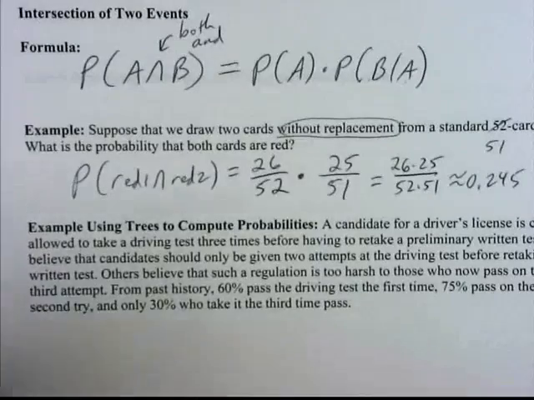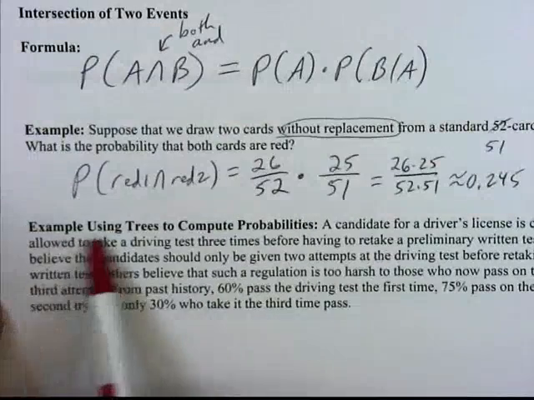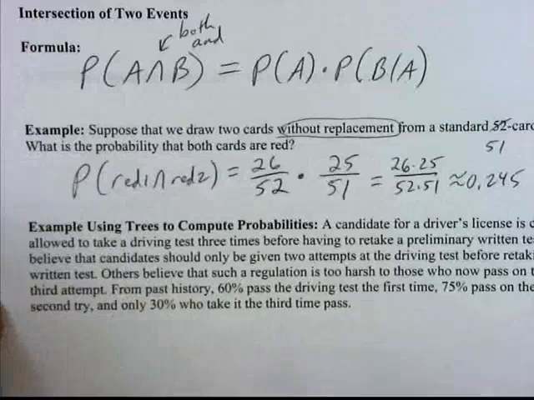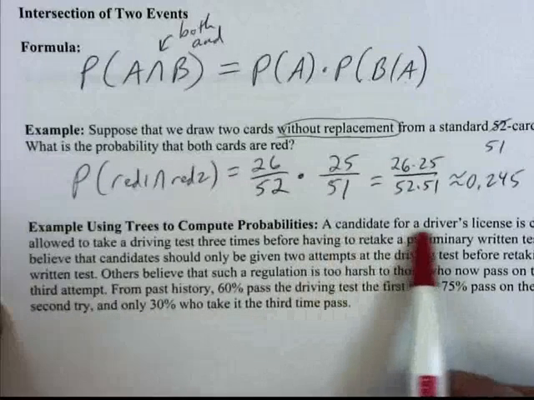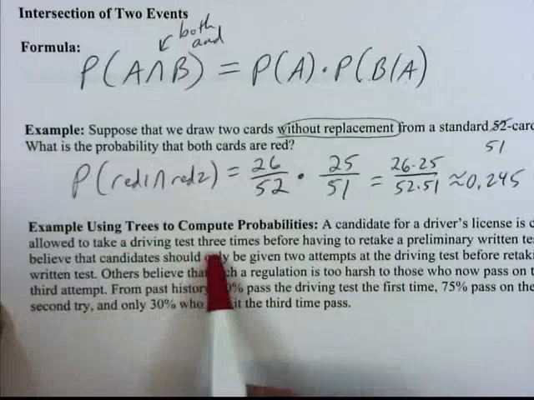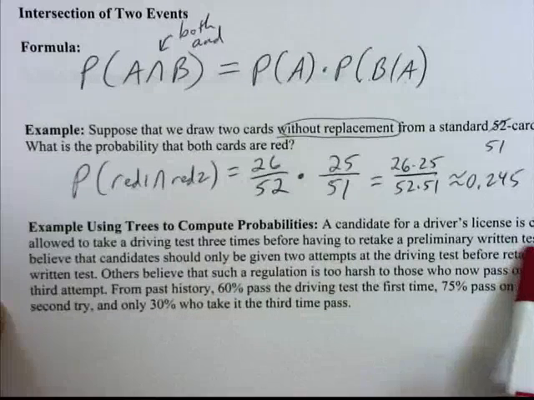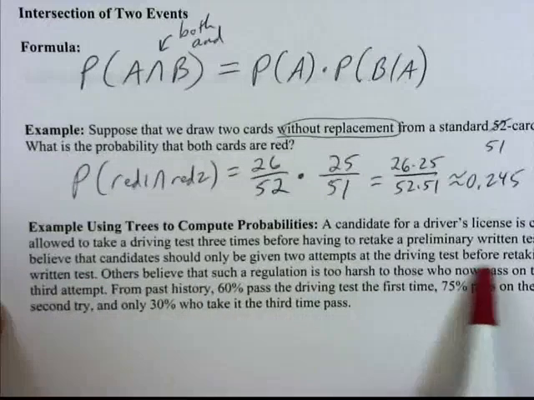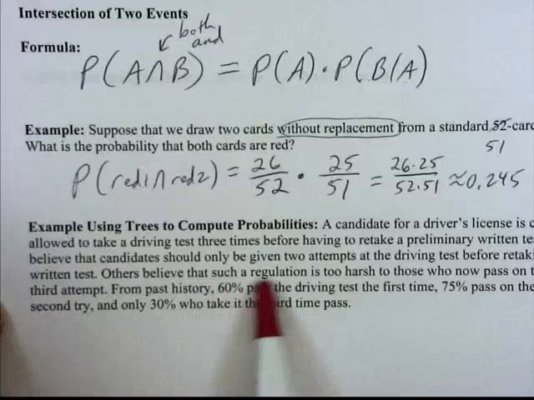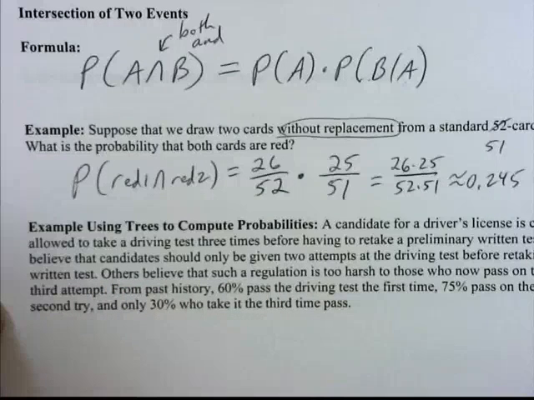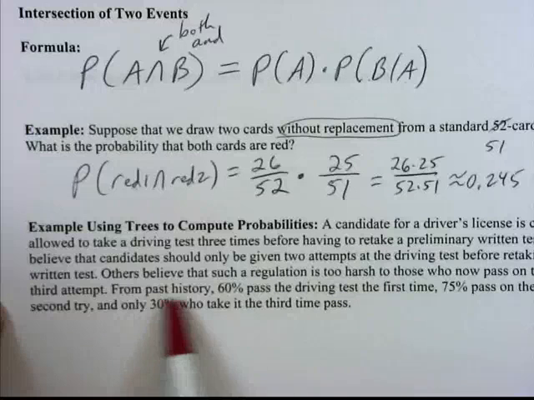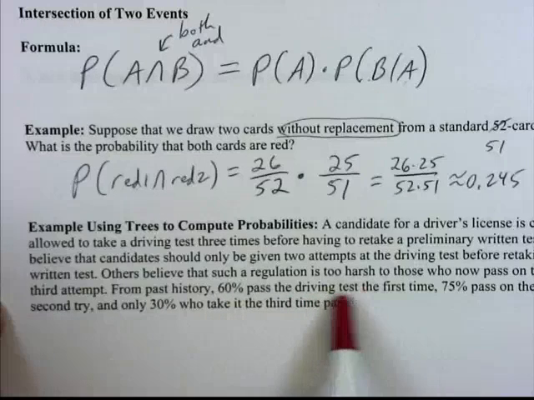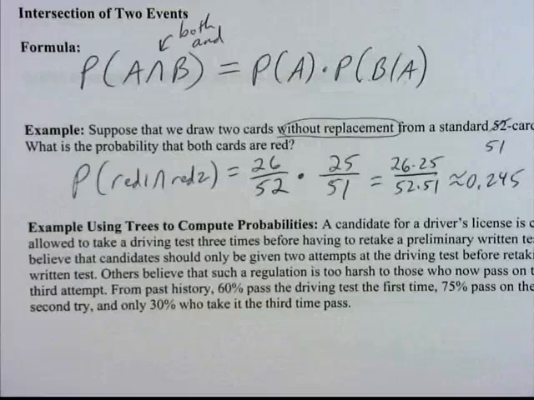Another thing that's often done when you're looking at multiple events is using trees to compute probability. So here's what I mean by that. A candidate for a driver's license is currently allowed to take a driving test 3 times before having to retake the preliminary written test. Some believe that candidates should only be given 2 attempts at the driving test before retaking their written test. Others believe that such a regulation is too harsh for those that now pass on the 3rd attempt. From past history, we know that 60% pass the driving test the first time, 75% pass on their second try, and only 30% pass on their 3rd try.